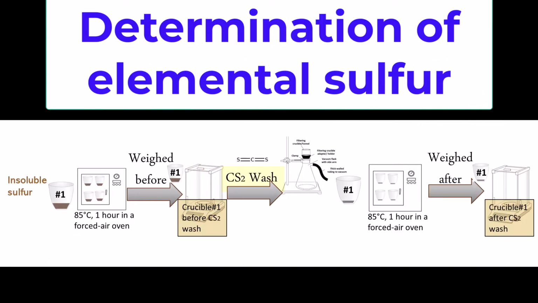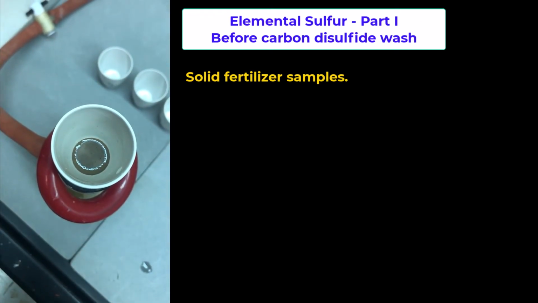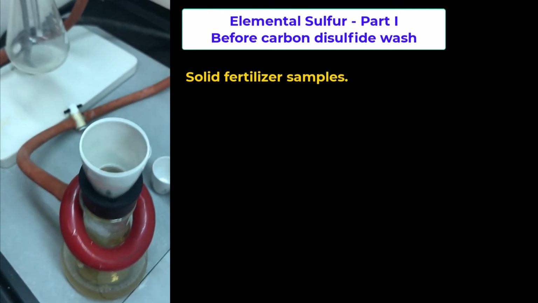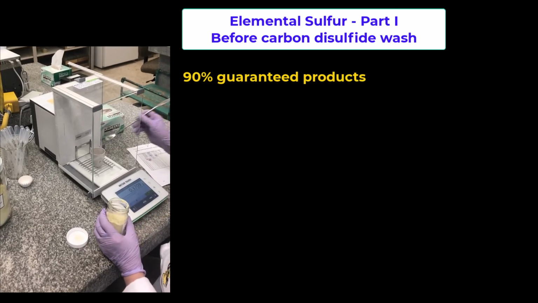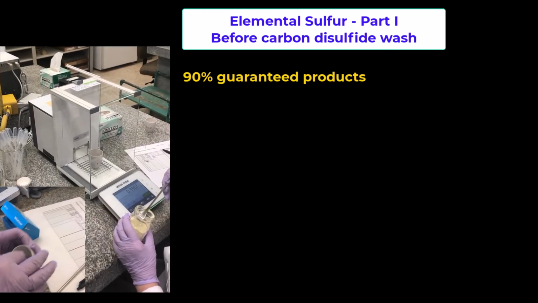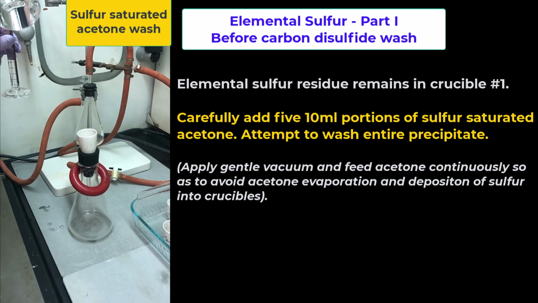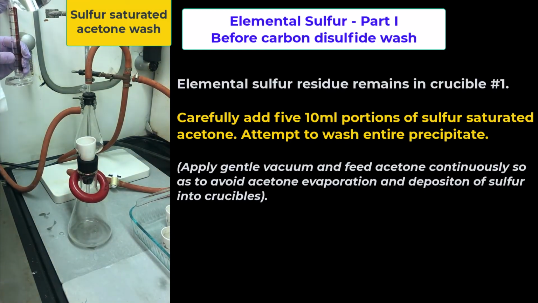Elemental sulfur is determined by weighing the residue before and after a carbon disulfide wash, which dissolves elemental sulfur. For solid fertilizer samples, elemental sulfur residue remains in crucible number 1 after filtration of the acid digest. For 40 and 90 guaranteed products, we weigh elemental sulfur directly into crucible number 1 with preloaded filter pads. Wash soluble residue from original HCl digestion with 5 10 ml portions of sulfur-saturated acetone.